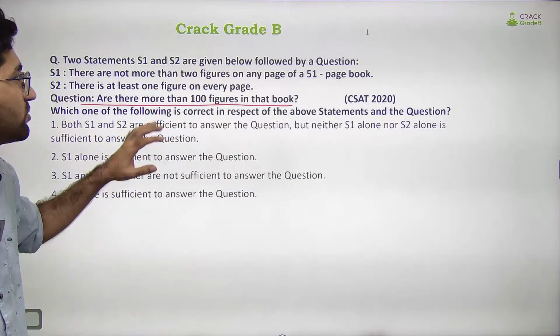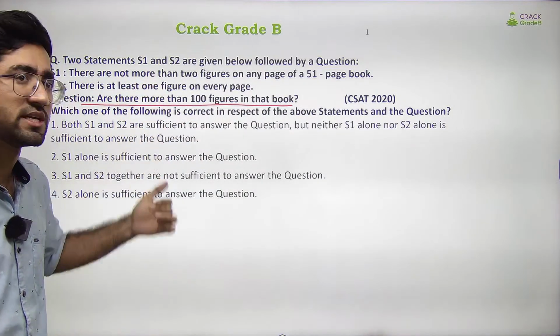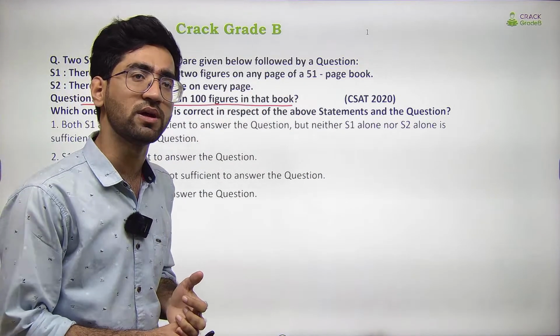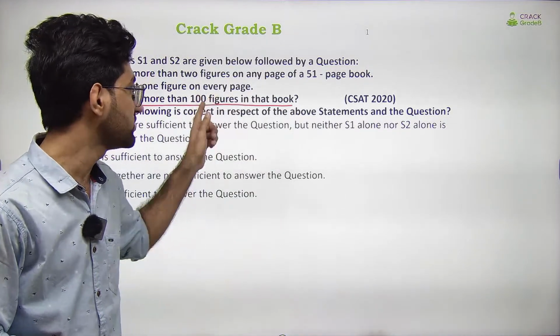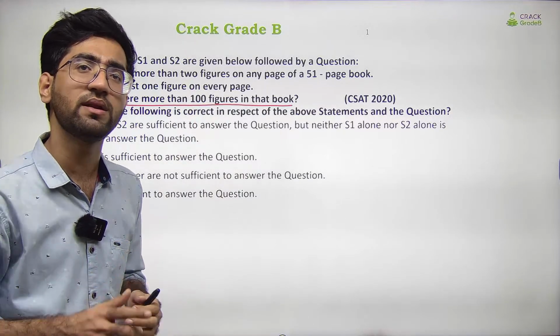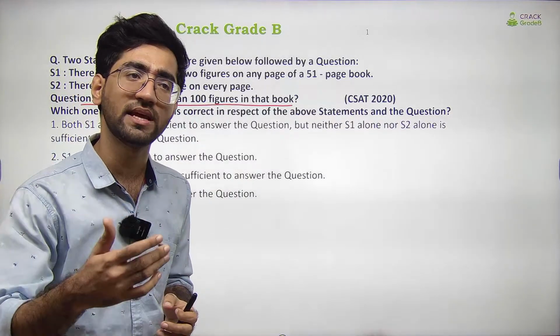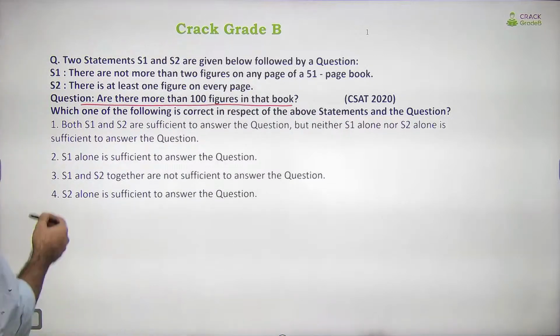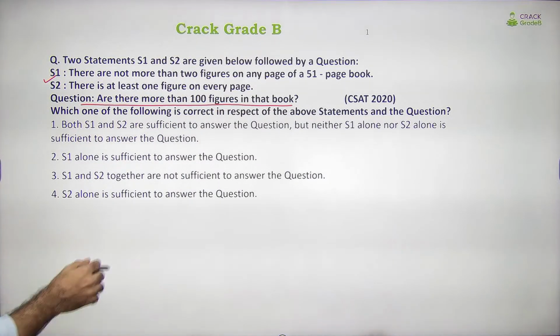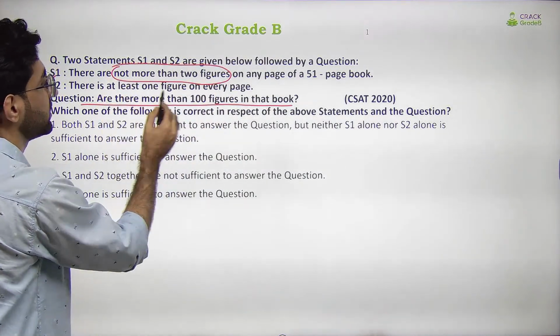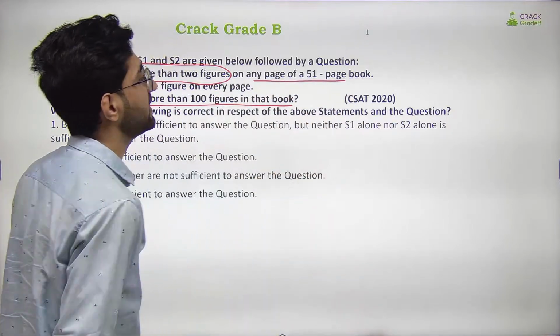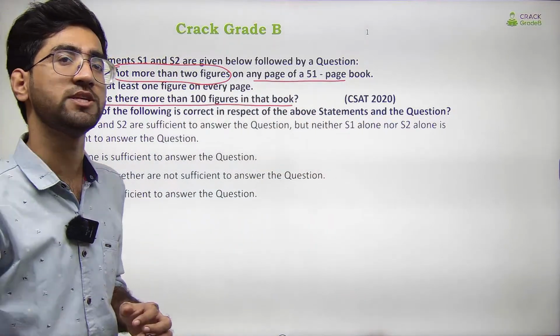But to answer this question, obviously you will have to use statement 1 alone, then statement 2 alone, and if you are not able to find the answer even by using both statements alone, then you will combine the statements and check further. Now look at statement 1. Statement 1 says that there are not more than 2 figures on any page of a 51 page book.